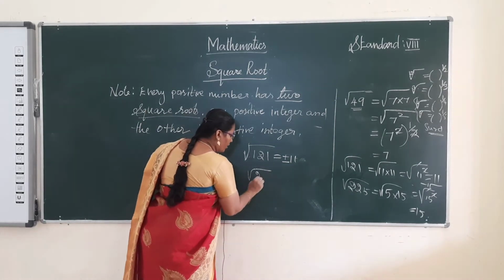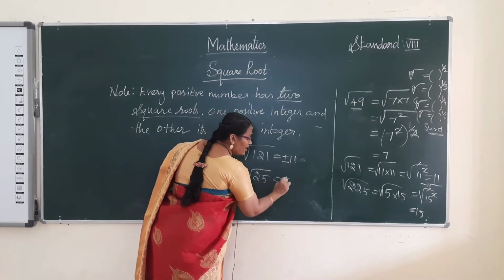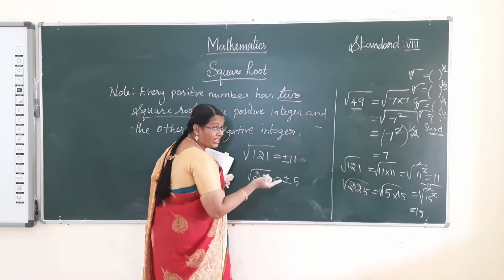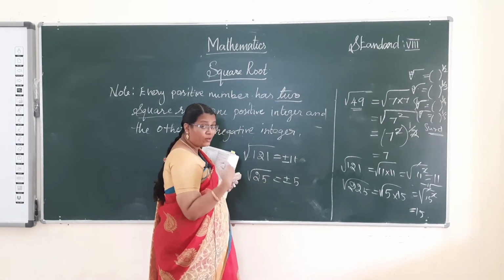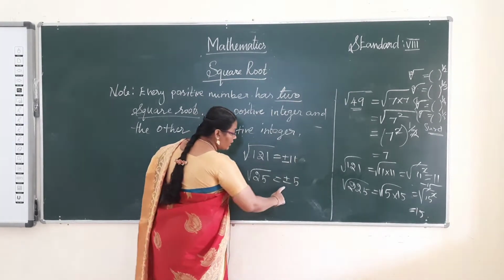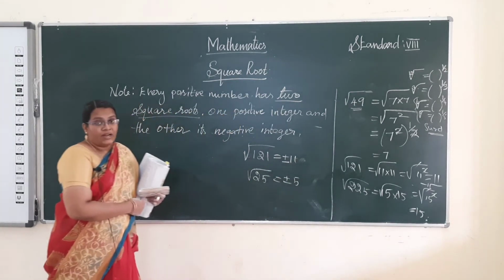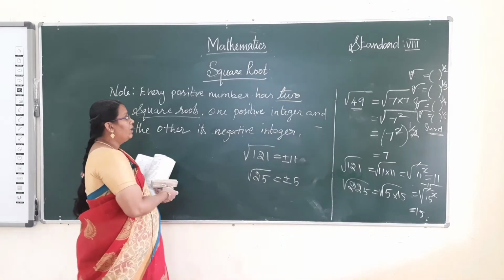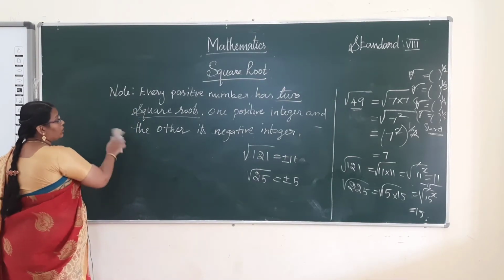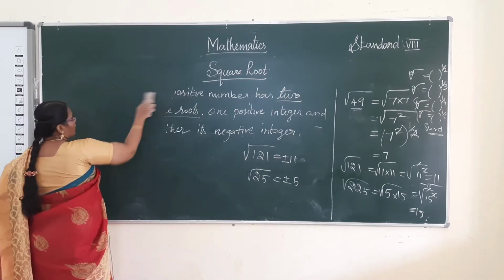The square root of 25 is equal to plus or minus 5. That means it has 2 square roots. One is positive 11 and the other is negative 11. Here one is positive 5, another one is negative 5. And now see the methods of finding the square root.